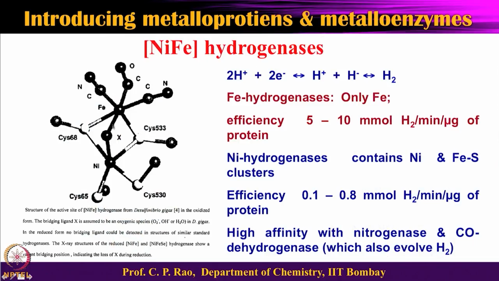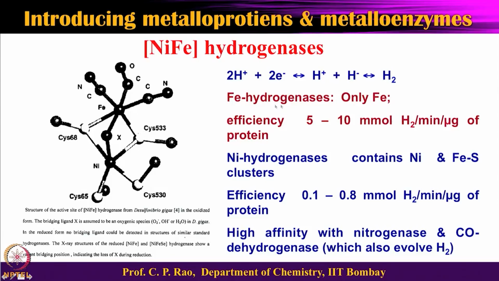Just that active center alone is shown over here. You have the iron center, you have the nickel center. The iron has CN, CO, CN. The nickel has cysteine and another cysteine, and these are bridged by two cysteines. And there is an X bridge, it could be OH, it could be water, it could be O2 minus, etc., depending upon the situation in which the cluster exists. What situation? It could be oxidized, it could be reduced. In the oxidized one, you will find the bridging; in the reduced NiFe hydrogenase, you will not find that.